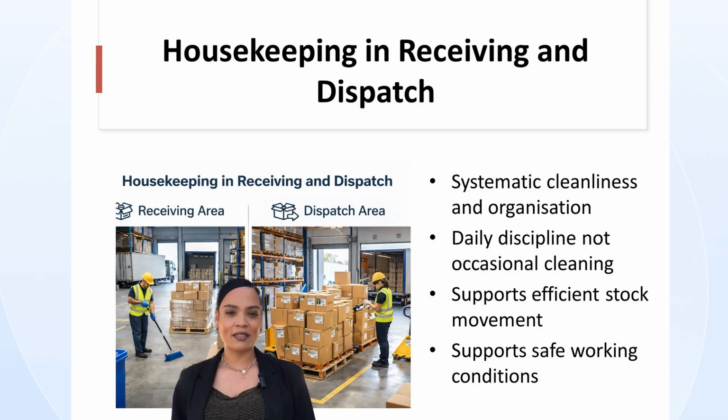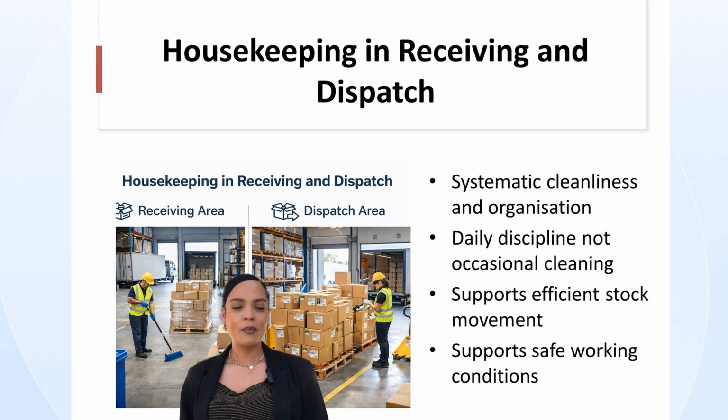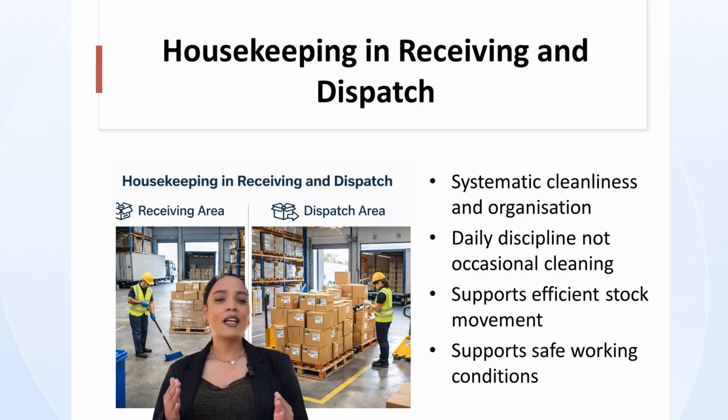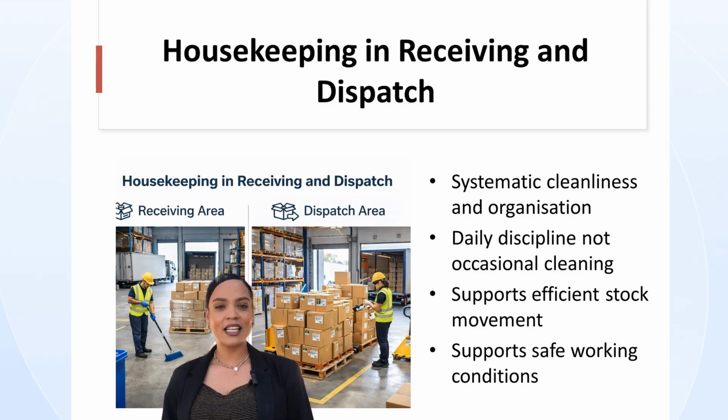Think of the receiving and dispatch department as a high traffic zone. Goods are moving in, goods are moving out. People, equipment, and paperwork are moving continuously. If housekeeping is poor, the department becomes a risk area. Items get lost, damages increase, paperwork goes missing, and accidents happen. So the standard we set for housekeeping must match the risk level of the environment.